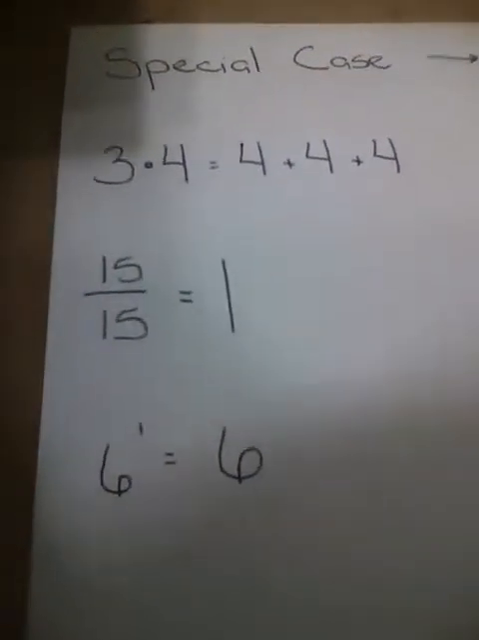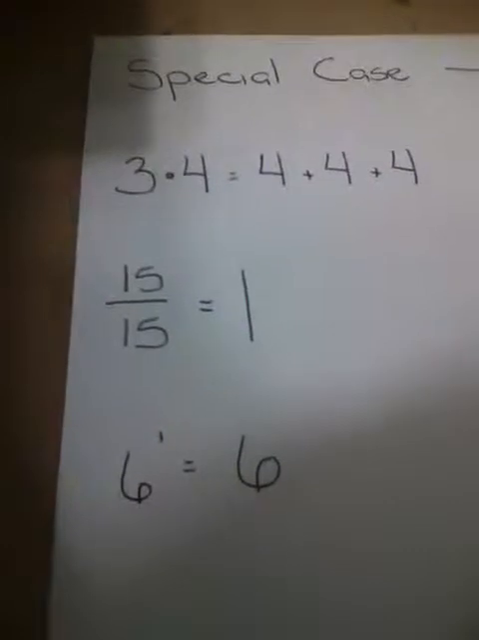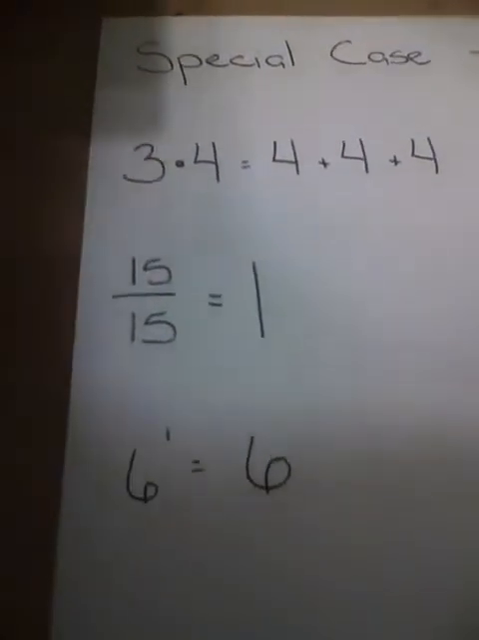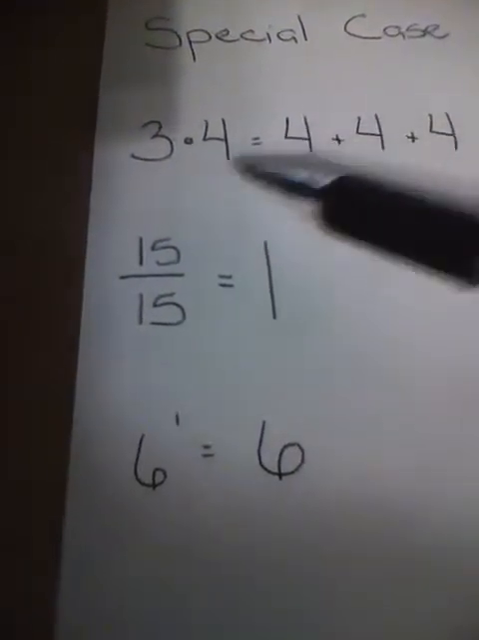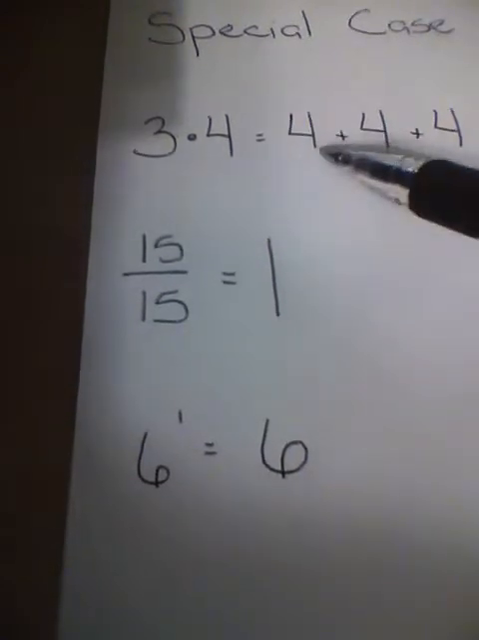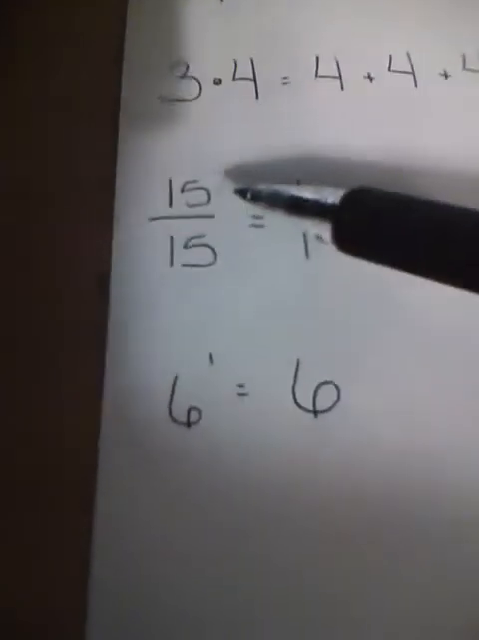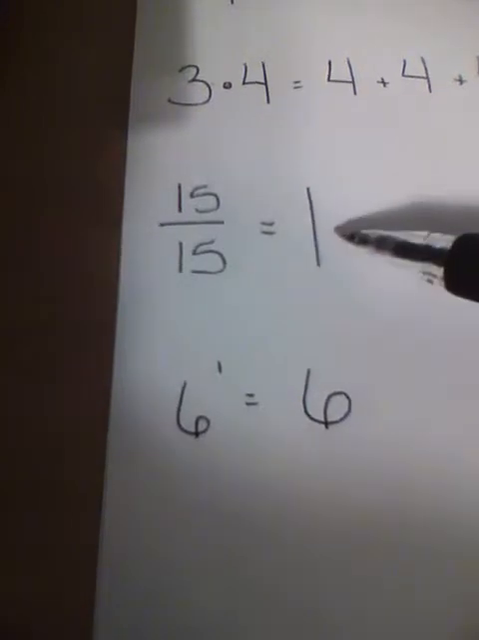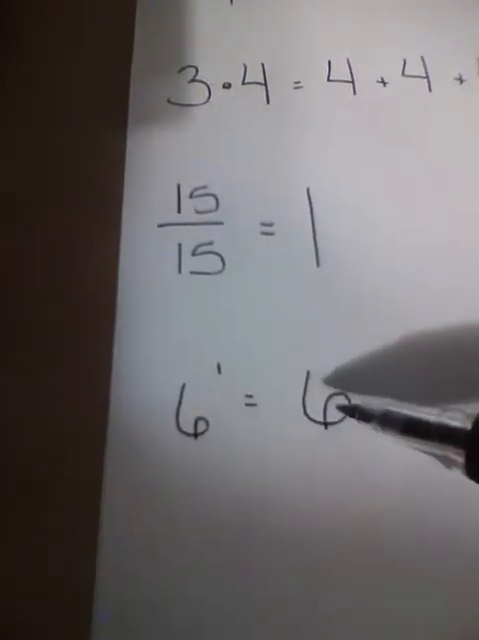This is Mr. Giamini. For my EDM kids, it's a little help with special cases. Now, I have three special cases right here. The first one is 3 times 4 is equal to 4 plus 4 plus 4. I have 15 divided by 15 is equal to 1. And I have 6 to the first power is equal to 6.